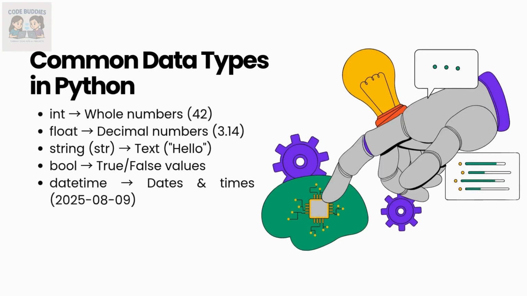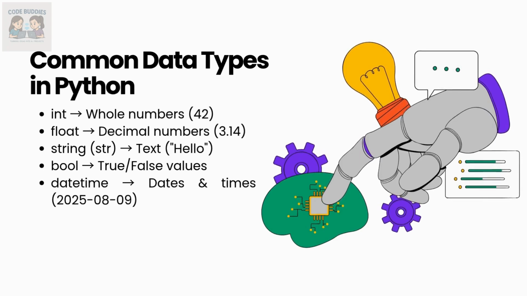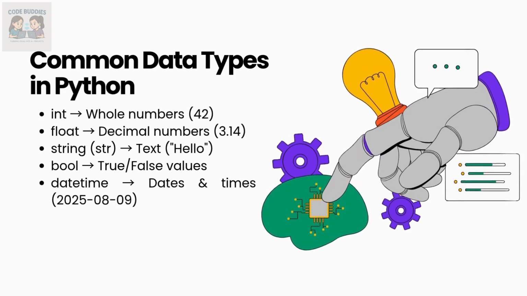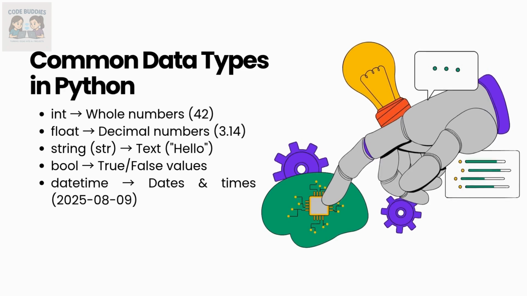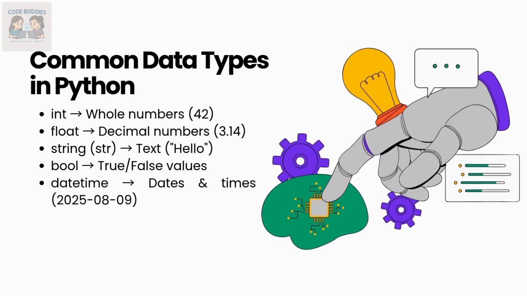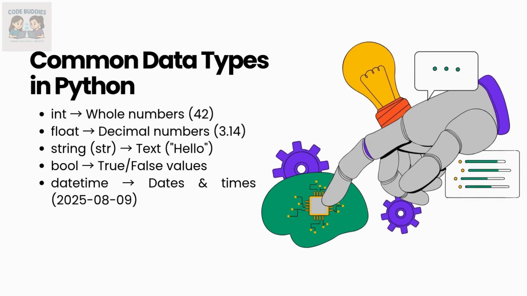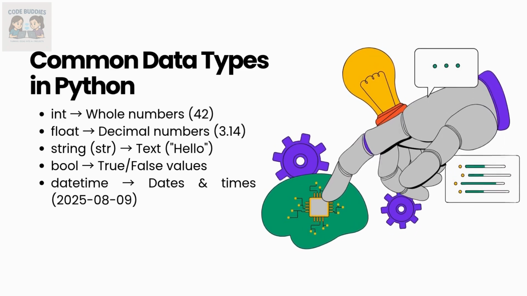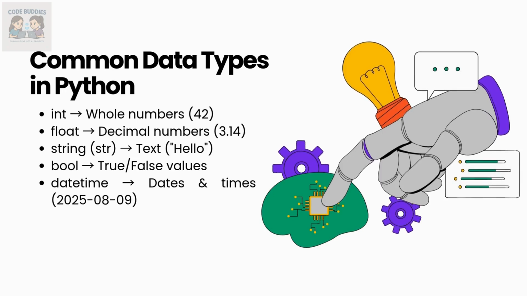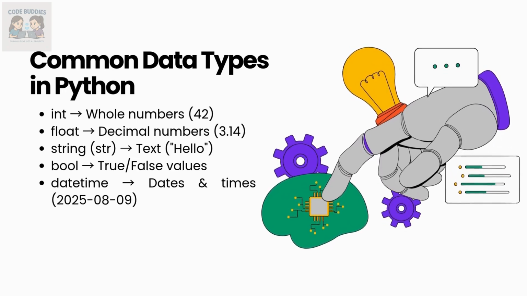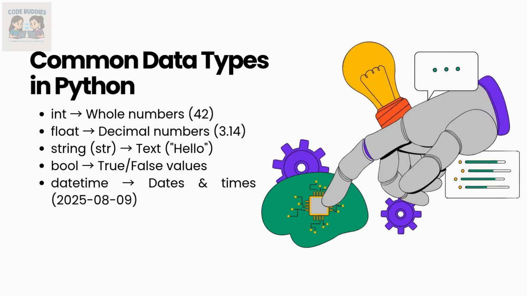Common data types in Python. In Python, we have some very common data types you'll use all the time. Int determines whole numbers. For example, 42 students in a class. Float determines decimal numbers. For example, 3.14 is the value of pi, or a product price like 99.99. String, str, determines any text, like your name, hello world, or a product description.